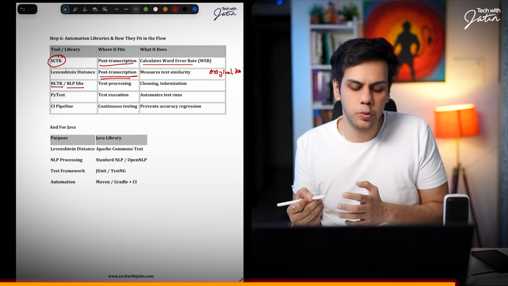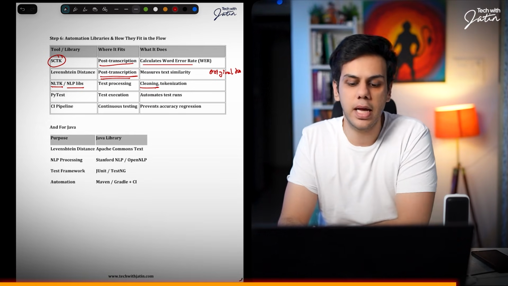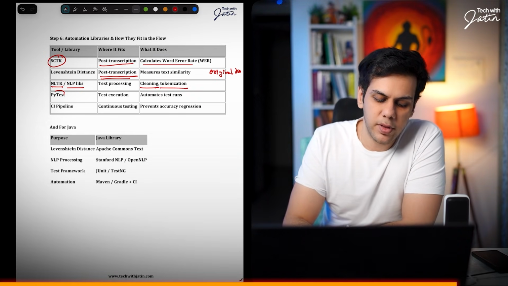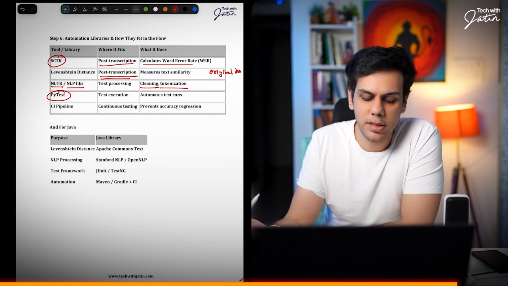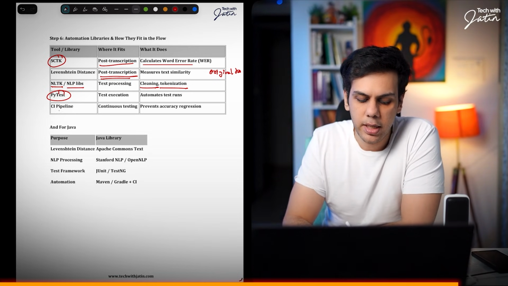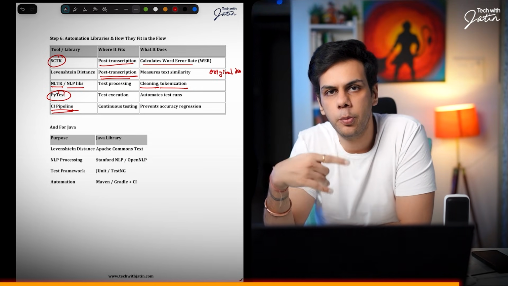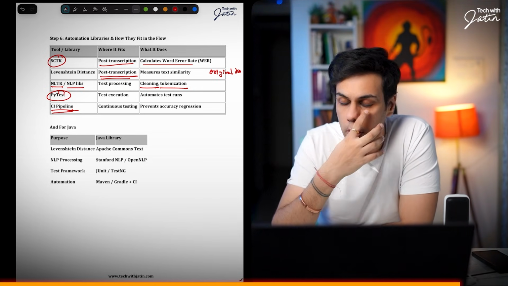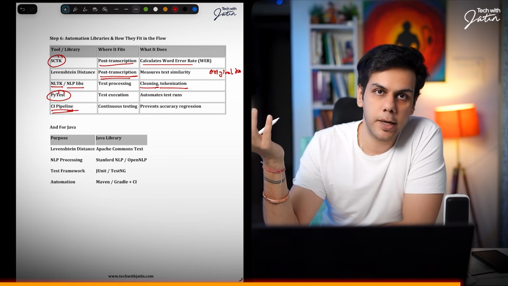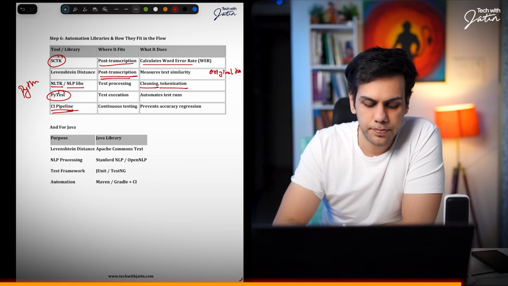Then we have NLTK, the NLP library. This is going to be used for text processing, cleaning the text, as well as tokenization. Then you have the PyTest library, which is just for your automation as well as doing the assertions. And finally, you will have a CI pipeline, because obviously you want to keep running the same test again and again at different times. So you will be integrating it with your CI pipeline. This is for Python.